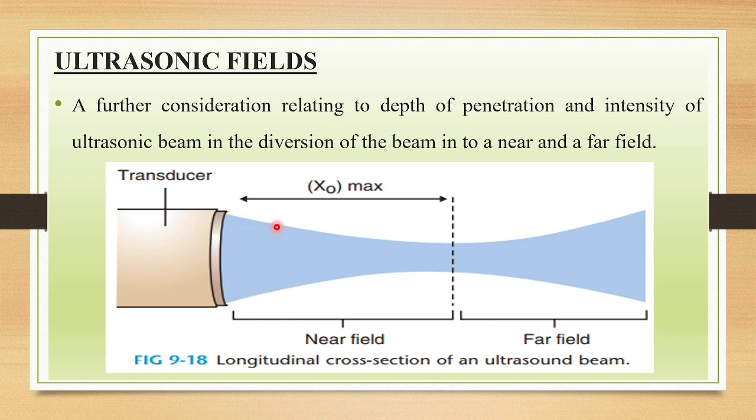According to the attenuation property, the intensity will be higher in the near field. Once it goes to the far field, it will be reduced. This is the longitudinal cross section of an ultrasound beam. It has been divided into two fields, the near field and far field, the Fresnel zone and the Fraunhofer zone.